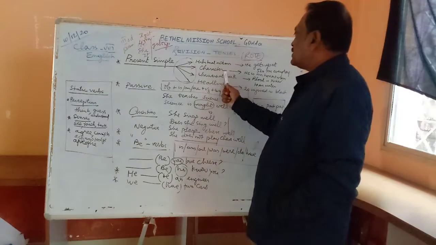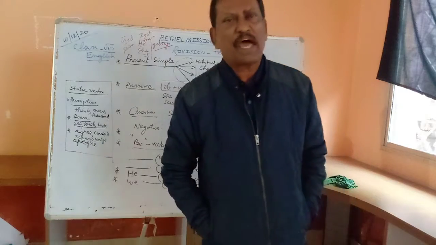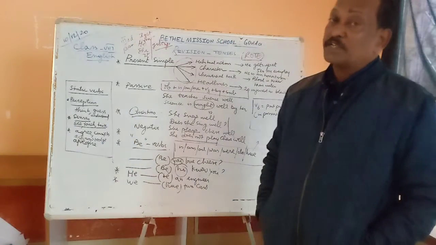The second one is a character. All of us have a character of our own, an identity of our own. For example, your friend is a very honest student.